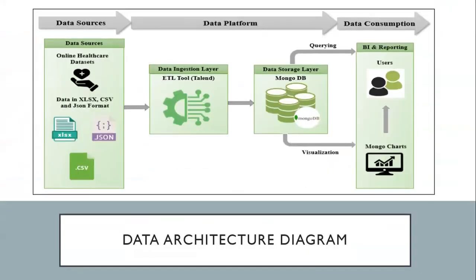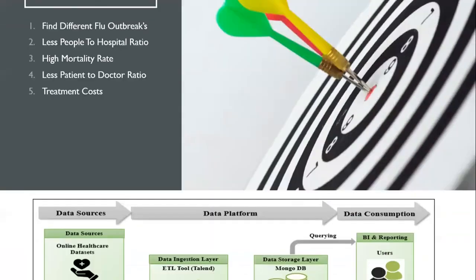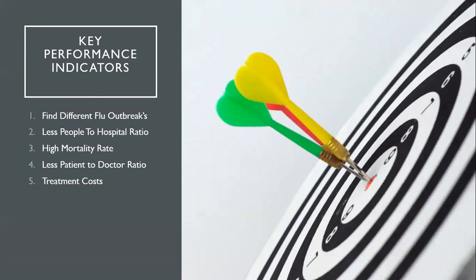Next, we talk about the KPIs. The KPIs are basically the indicators that are crucial for a project. So first, we start with finding out different flu outbreaks. With this KPI, we will be able to find out the different diseases in a particular city, state, and county. By that, we can find out what kind of hospitals can be implemented in that particular area.